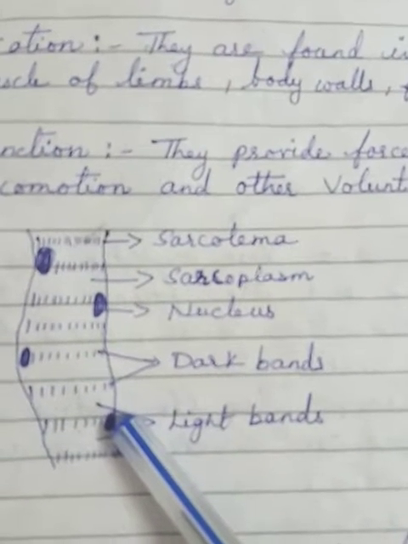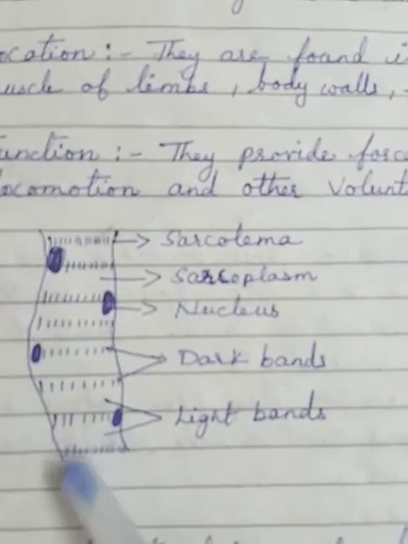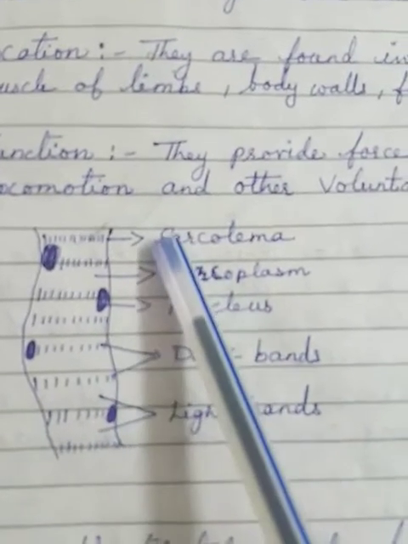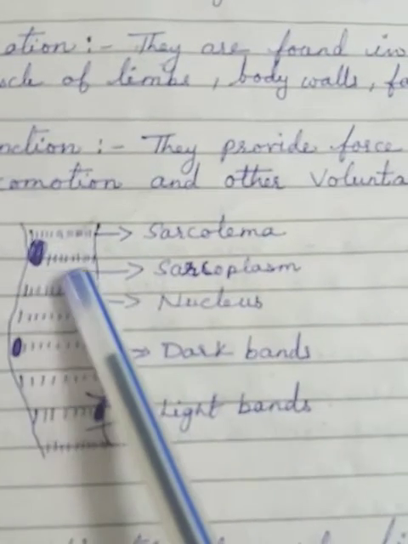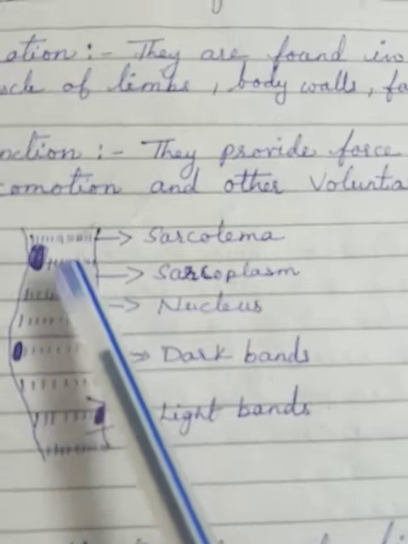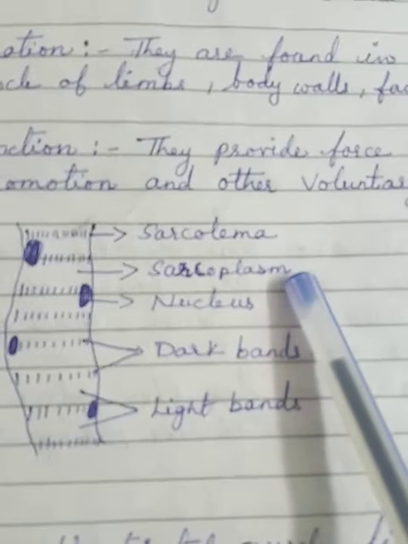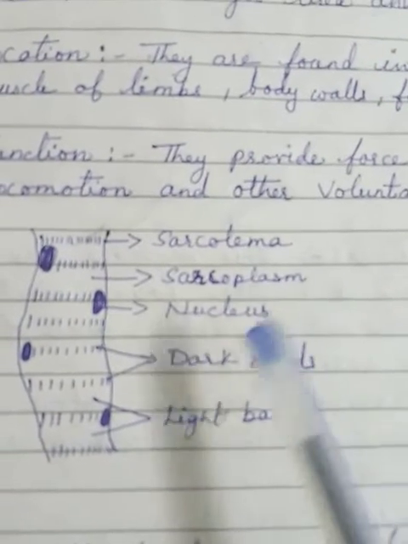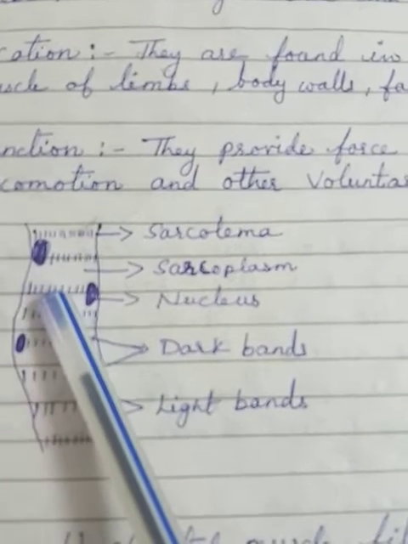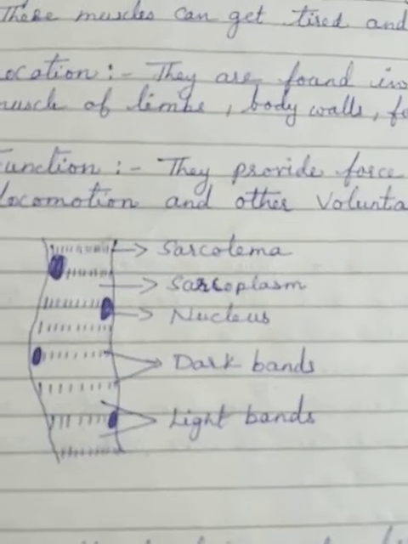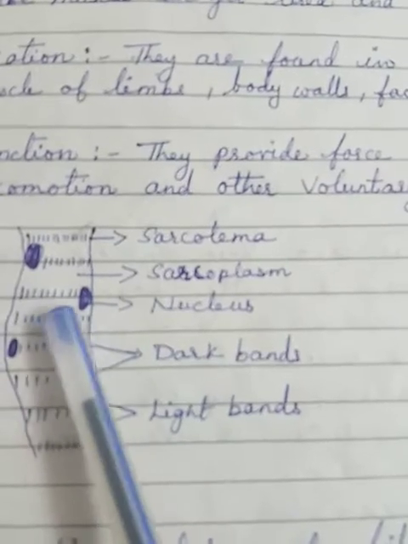Each fiber is enclosed in a membrane called sarcolemma. See, this cell is enclosed in a membrane, and this membrane is known as the sarcolemma, which contains clear fluid inside it. This cell is filled with a clear fluid, that is cytoplasm, which is known as the sarcoplasm. Longitudinal muscle fibers are found in the sarcoplasm. You can see here these are the longitudinal muscle fibers, and they are known as the myofibrils.